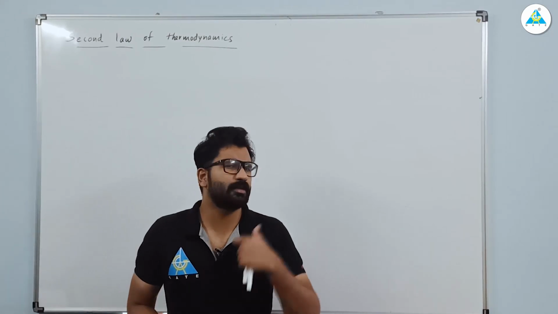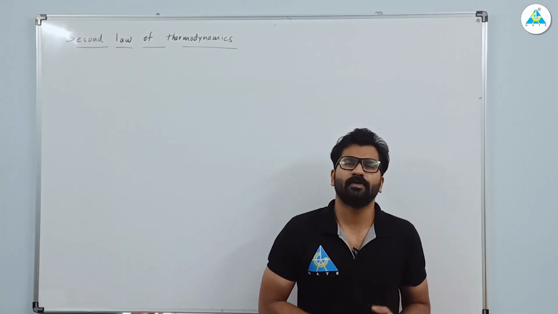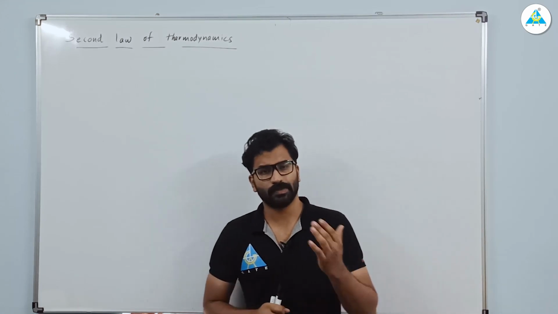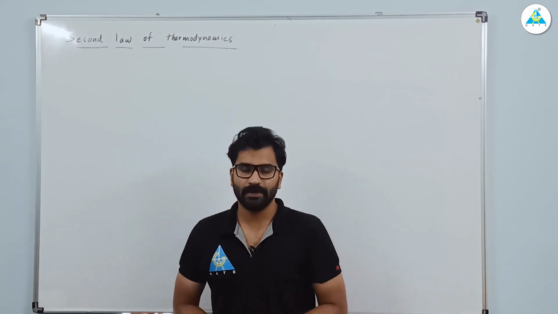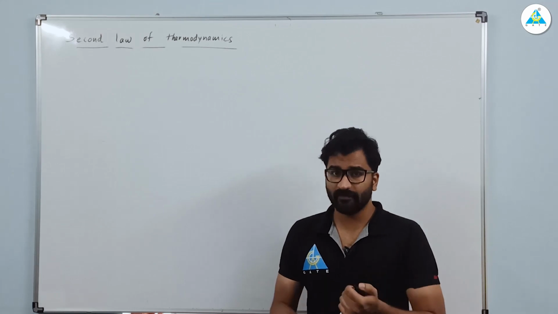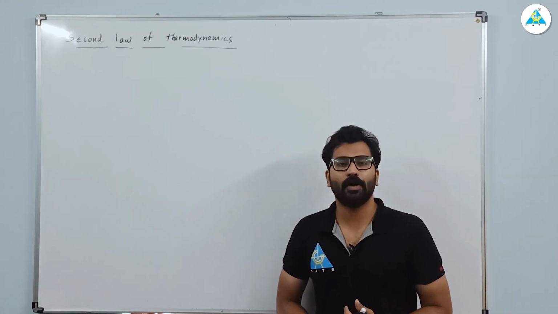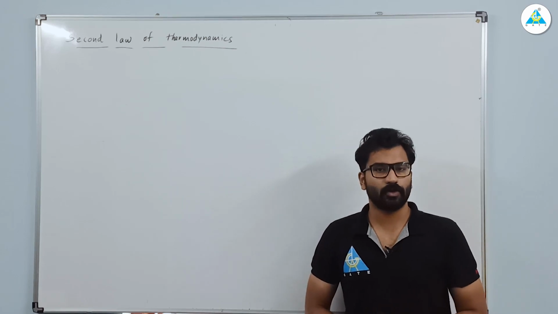So as we all know from the last class, we have covered the first law of thermodynamics, right? With the problems in closed system and open system, everything is done. So I told you almost 75% is over. This is the last 25%. So this is our next chapter called second law of thermodynamics.